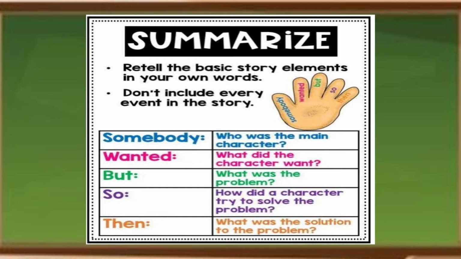Now let's look at some words that you can use to guide you when you're summarizing. Somebody. When you think about somebody, who was the main character? Wanted. What did the character want? But what was the problem? So, how did the character try to solve the problem? Then, what was the solution to the problem? So you can use these points and these guiding questions when you are summarizing, especially if it's a story.